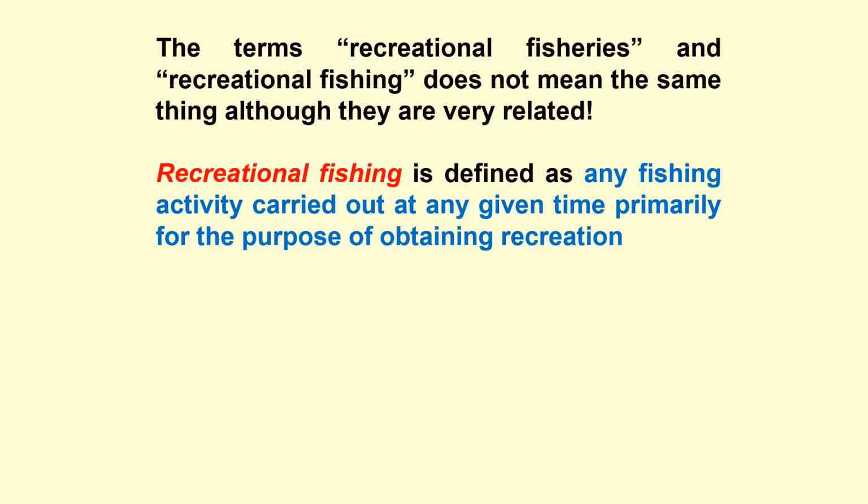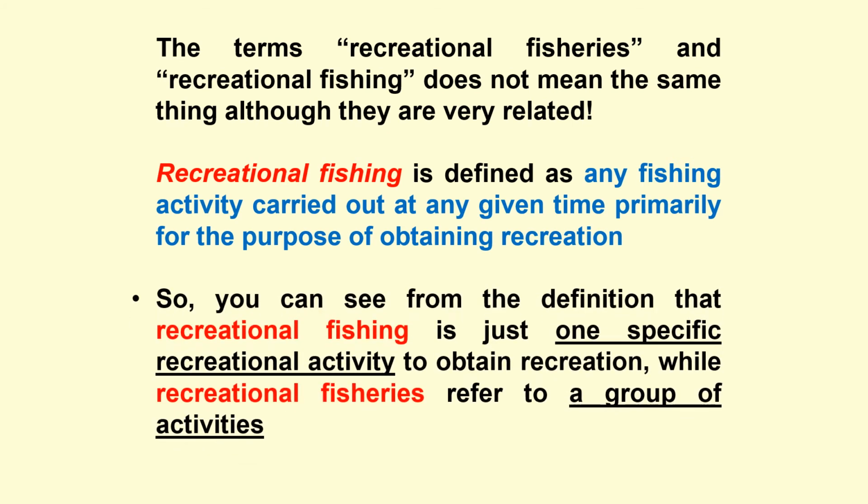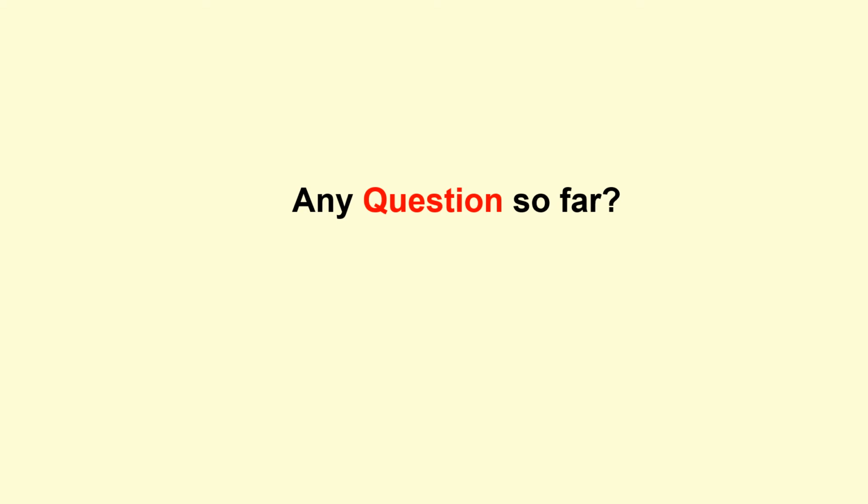Recreational fishing is defined as any fishing activity carried out at any given time primarily for the purpose of obtaining recreation. So it is the fishing activities, which is different from recreational fisheries in general. So you can see from the definition that recreational fishing is just one specific recreational activity to obtain recreation, while recreational fisheries refer to the group of activities. It is like the overall thing, recreational fisheries. So any questions so far?